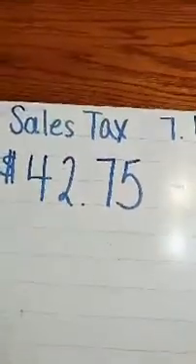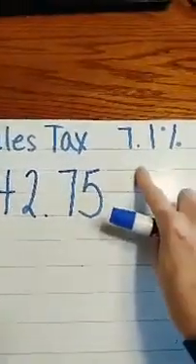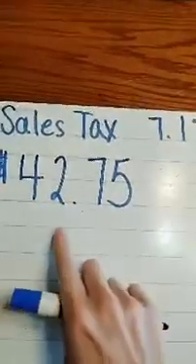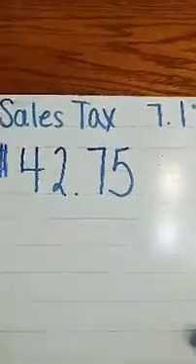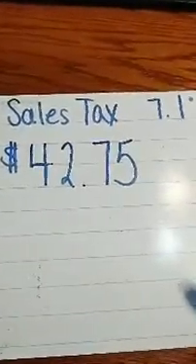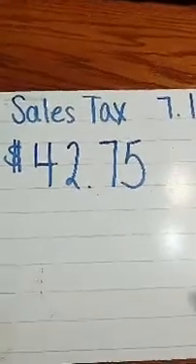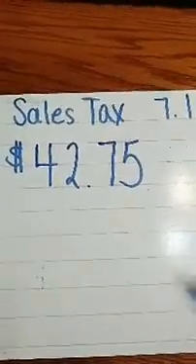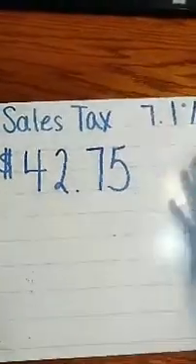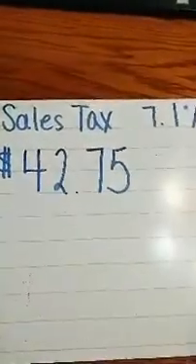Okay, so I'm going to use the sales tax rate of 7.1%. And I want to buy an item that's $42.75. So the first step in sales tax is finding out how much the sales tax will be. If I'm using 7.1%, we know we need to multiply, right? I know that you know that.